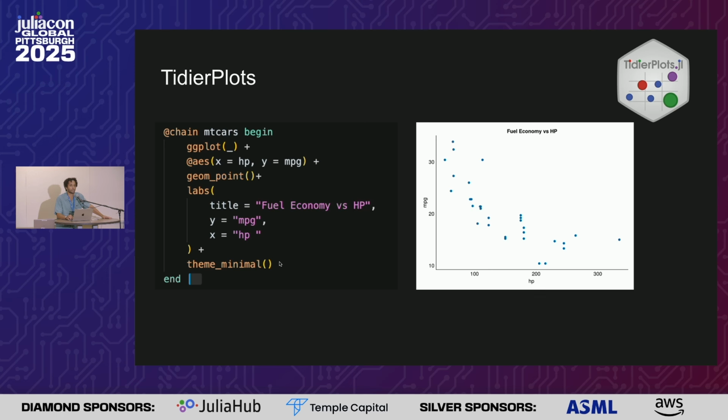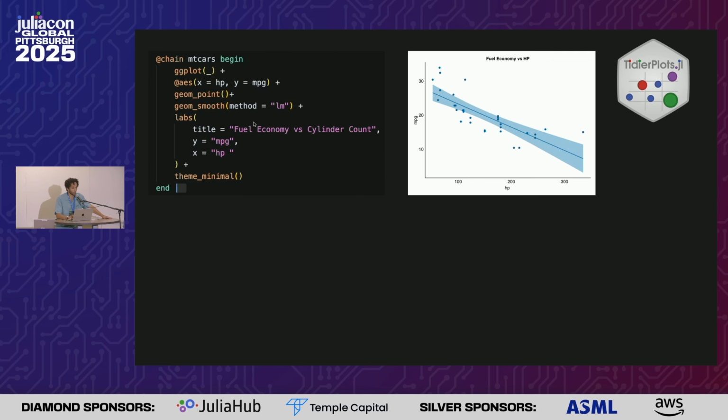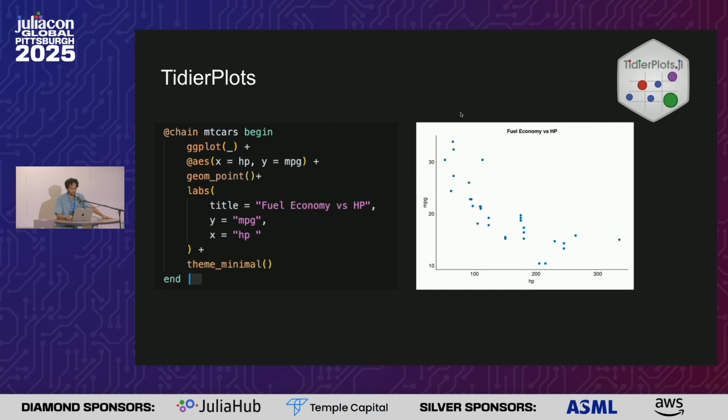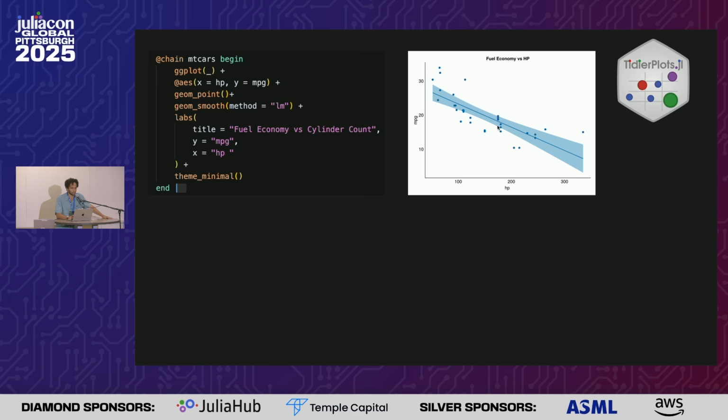But what if we wanted to add a smooth linear regression line to it? We can do that. The only thing we're going to add here is a plus sign, geom smooth, method equals LM, and now we have our line, you can see it's right there, and it looks great.